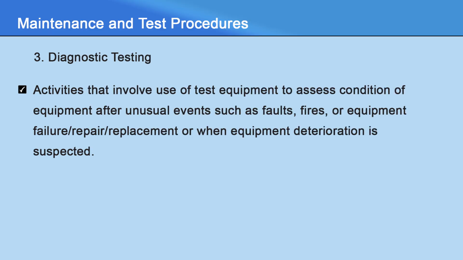The third one is diagnostic testing. These are activities that involve use of test equipment to assess the condition of equipment after unusual events such as faults, fires or equipment failure or repair or replacement, or when equipment deterioration is suspected. These activities are not predictable and cannot be scheduled because they are required after a forced outage. Each office must budget contingency funds for these events.